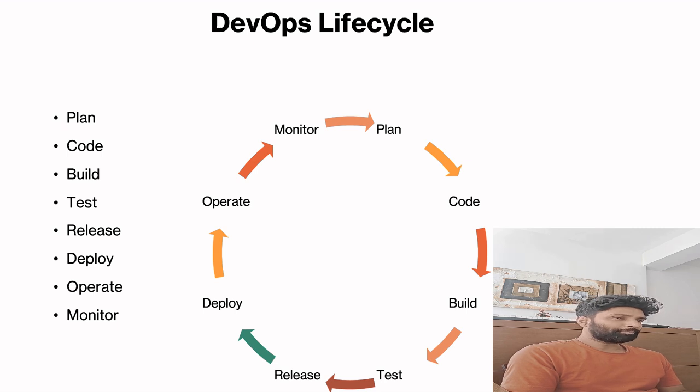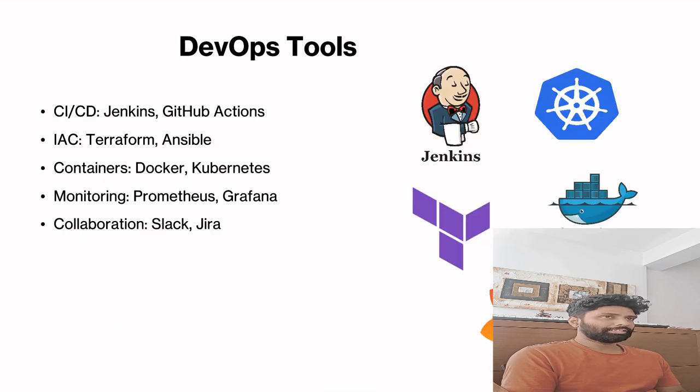The next step is DevOps Tools. As you can see on my screen, there are different DevOps tools. In terms of CI/CD, we have Jenkins, GitHub Actions, GitLab CI. In terms of infrastructure as code, we have Terraform, Ansible, Puppet, Chef. In terms of containerization, we have Docker, Kubernetes for scaling and managing applications. Monitoring: we have Prometheus, Grafana, New Relic, Nagios. They're different monitoring tools. And for collaboration, we have Slack, Jira, Microsoft Teams.